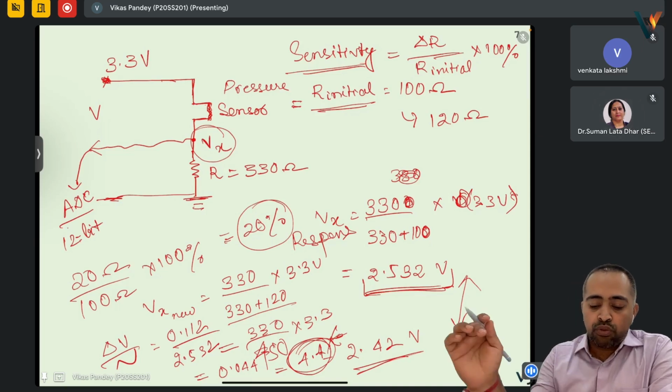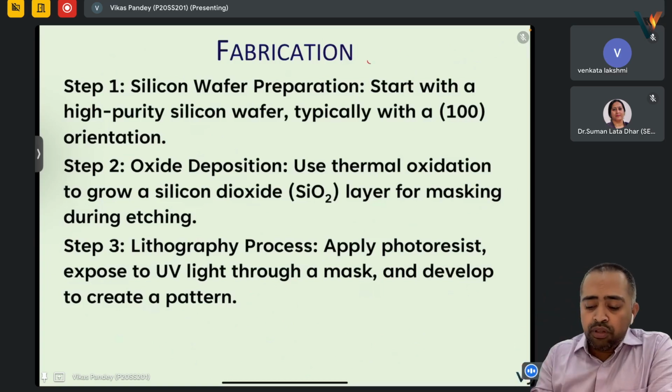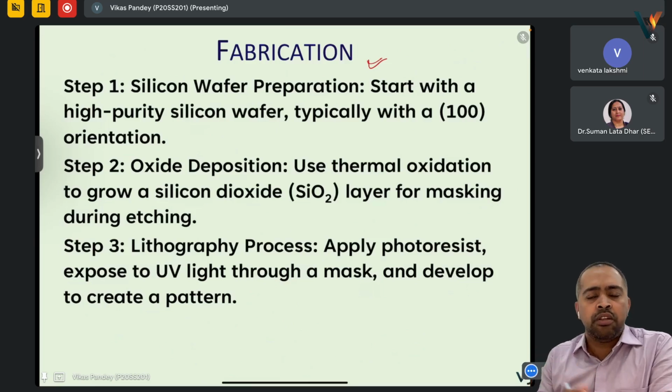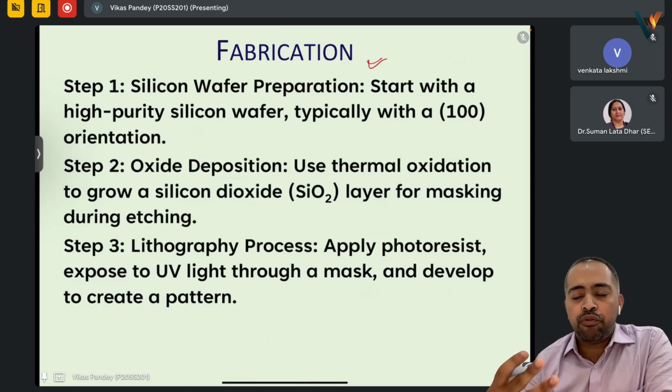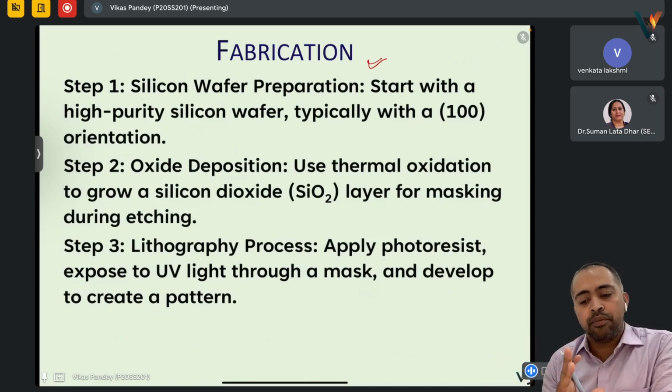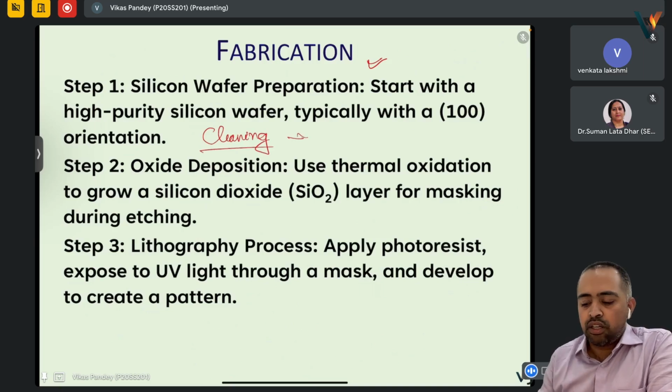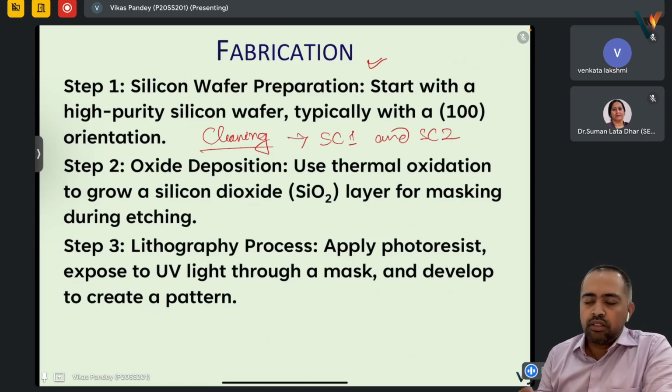Okay, so now let's talk about the fabrication of these MEMS sensors. We start with silicon wafer preparation. As we discussed last week, this is how we get a wafer, and when we have a wafer, we see what type it is. Then the first step is cleaning. We will clean it. Generally, there are some standard cleaning processes like SC1 and SC2, standard cleaning 1 and standard cleaning 2.